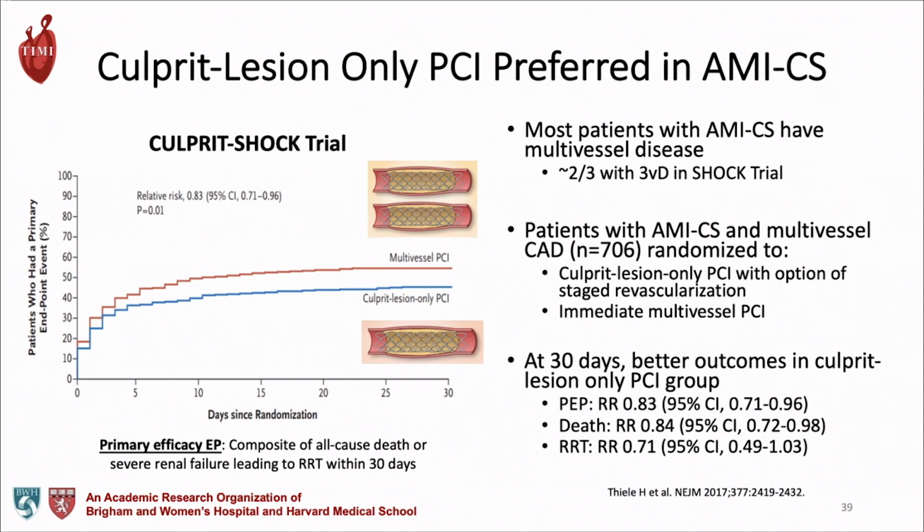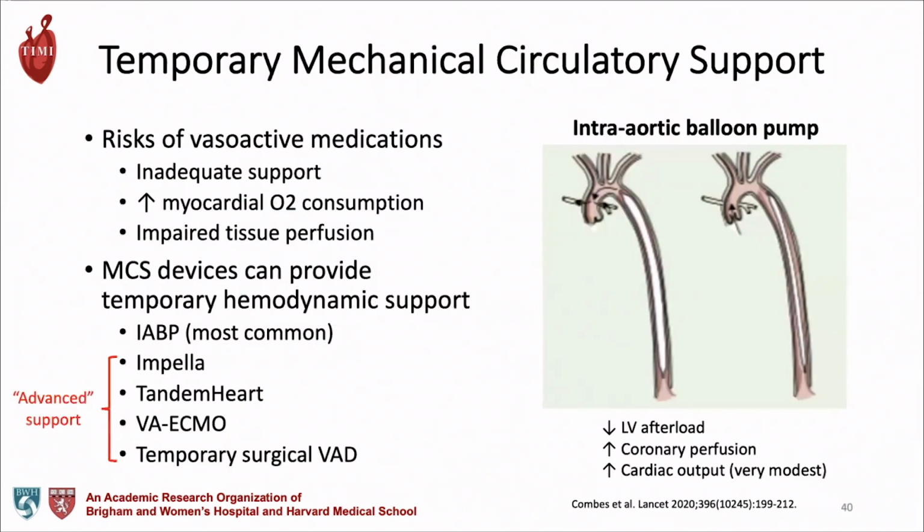There were 700 patients that were enrolled, and they were randomized to culprit lesion only PCI with the option of subsequent staged revascularization or immediate multi-vessel PCI. Interestingly, the patients had better outcomes if they just got culprit lesion only PCI and not multi-vessel PCI. And so the notion there is to fix the problem and then get out of Dodge and get people to optimal critical care shortly thereafter, but not to focus on multi-vessel PCI up front.